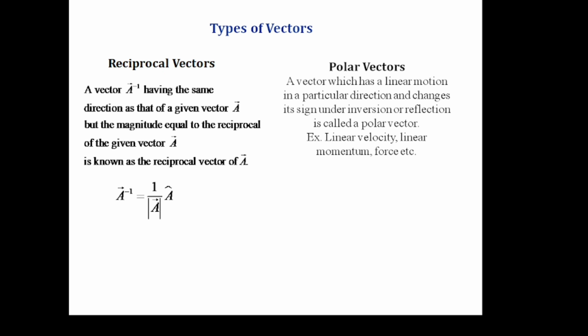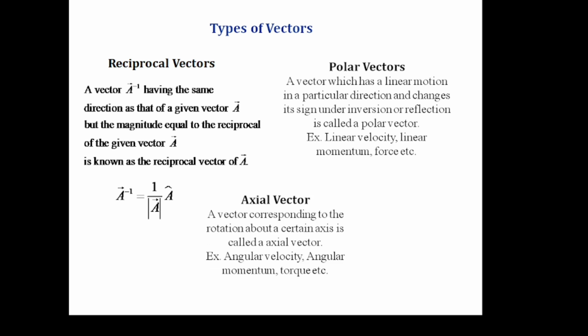Now polar vector. It is associated with a linear motion in a particular direction, and it changes its sign under inversion or reflection. They are called polar vectors. That means linear velocity, linear momentum, force: their signs are inverted or change when reflected by any mirror.